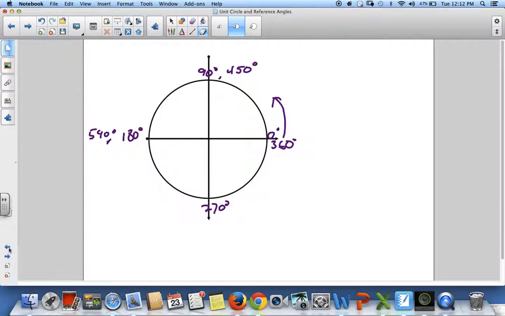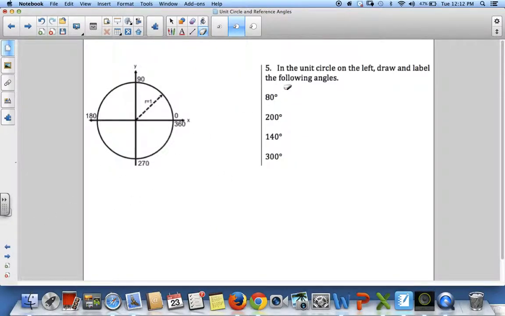So for this problem right here, we're asked to plot the point. At 80 degrees, we got 0 and 90, so 80 degrees would be a little bit less than 90, so that would be my 80 degrees right here. And 200, this is 270, 180. So 200 is a little more than 180, so about like this would be 200. We don't have to be exact, just a general idea of where it's going to be. 140 is between 90 and 180, so it's going to be something like this, 140. And then 300 is somewhere down over here. That would be this one here. So put it in the degrees like this.